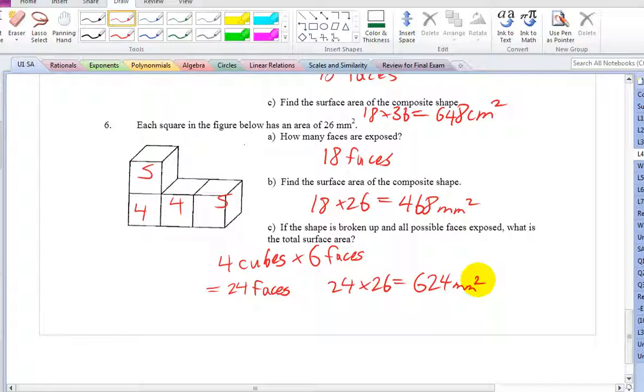Okay, 624 millimeters squared. So the trick is they tell you the area, okay? They actually say what the area of the square is. And so it's almost a little bit easier to pay attention whether they give you the side length like the previous questions or if they tell you the area of the one face, okay?